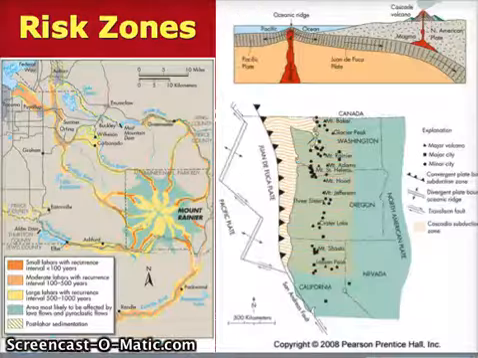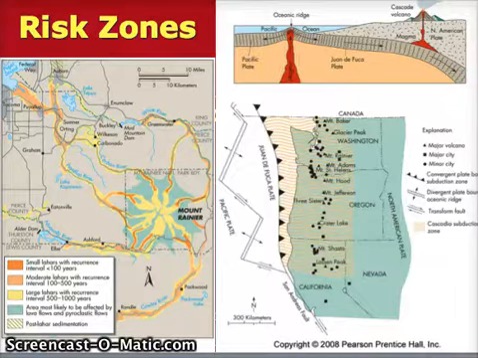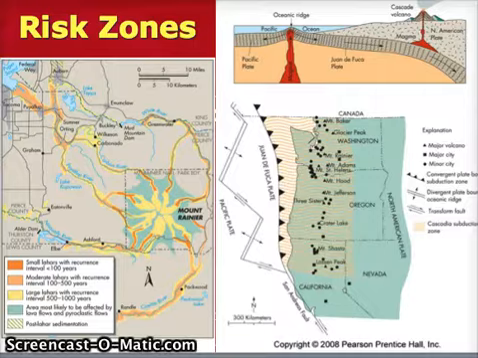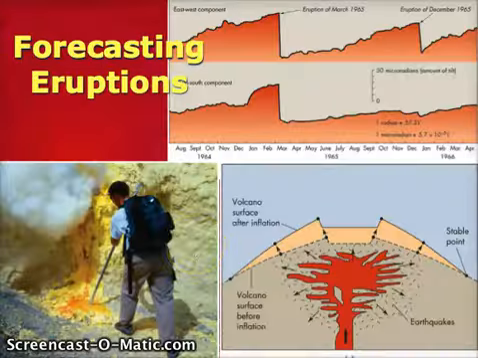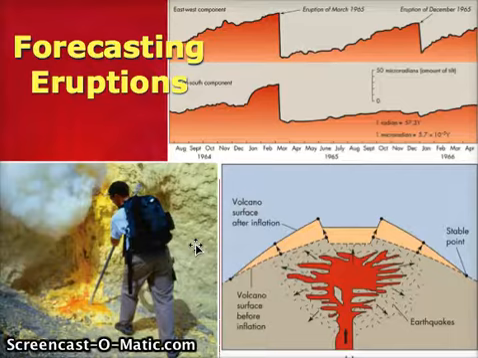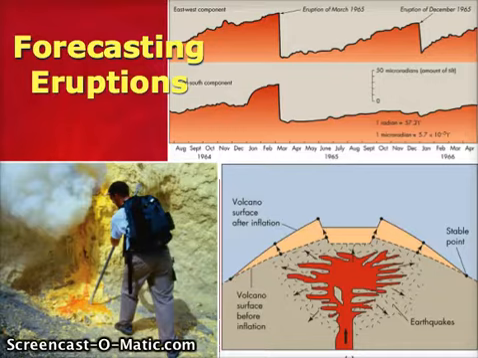If we want to try to set up some risk zones, we essentially look at what type of volcano it is, and we can map out the different types of hazards associated with that type of volcano. How do we know when a volcano is going to erupt? Well, when molten rock comes into the volcano, it's probably getting ready to erupt. And so by monitoring seismicity, gases coming out of the volcano, and the shape of the volcano, we can do a pretty good job forecasting the eruption.